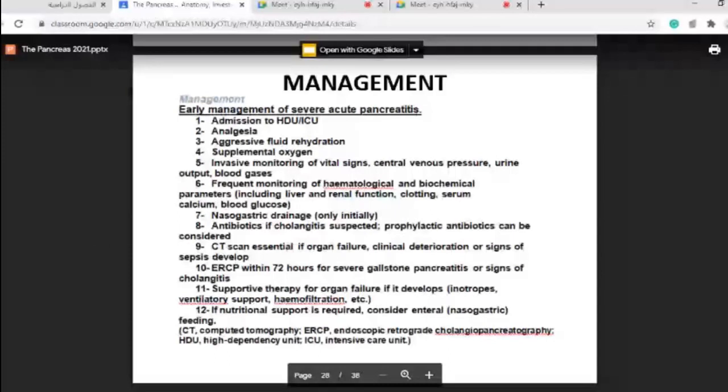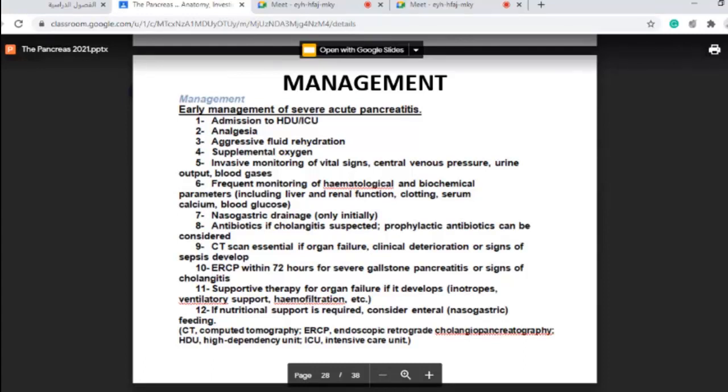Also, for rest of the pancreas, we may use nasogastric drainage and G-tube. Antibiotics if cholangitis is suspected in cases of gallstone pancreatitis. The patient may need prophylactic antibiotics. CT scan is essential if organ failure, clinical deterioration or signs of sepsis develop, because this inflammatory fluid is prone to infection and causing peritonitis, which complicates the case. ERCP within 72 hours for severe gallstone pancreatitis or signs of cholangitis.